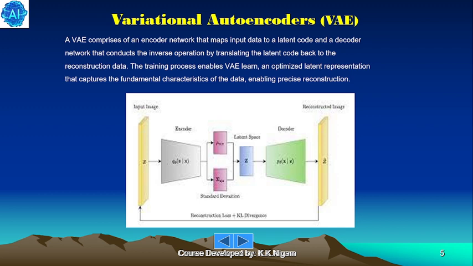A VAE comprises an encoder network that maps input data to a latent code, and a decoder network that conducts the inverse operation by translating the latent code back to the reconstructed data. The training process enables the VAE to learn an optimized latent representation that captures the fundamental characteristics of the data, enabling precise reconstruction.